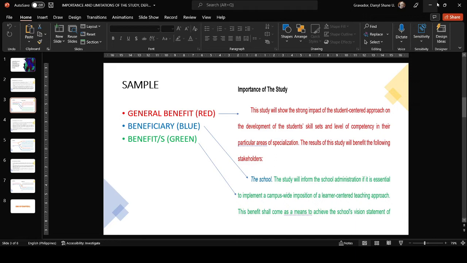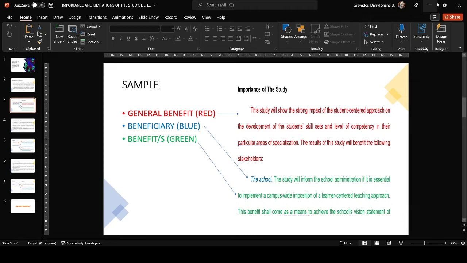So to give you an example, here is one that illustrates the major components. The three major components: we have the general benefit in red, the beneficiary in blue, and the benefits in green. So this is how you're going to format the whole thing. Keep in mind that this is just one beneficiary. The next beneficiary will be written in a separate paragraph. So the way you format the importance of the study will be like this.